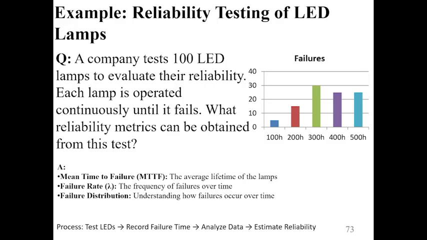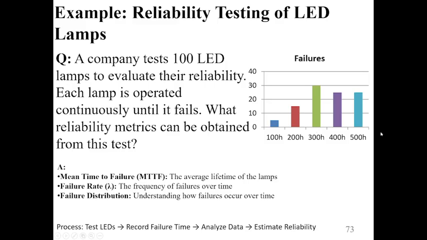And to obtain this data, we can start by testing 100 LED lamps under continuous operation. Each time a lamp fails, we record its time to failure. Then we group the failure times into time intervals. For example, how many lamps failed before 100 hours, between 100 and 200, and so on.